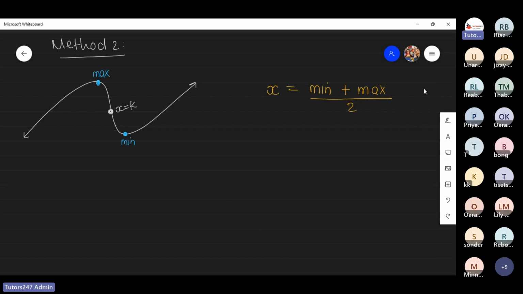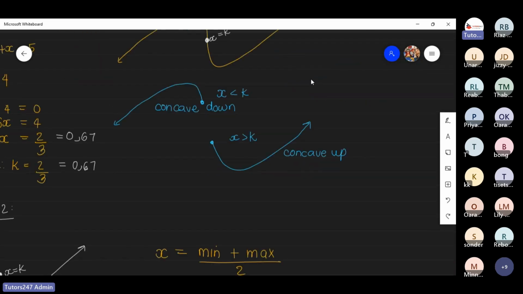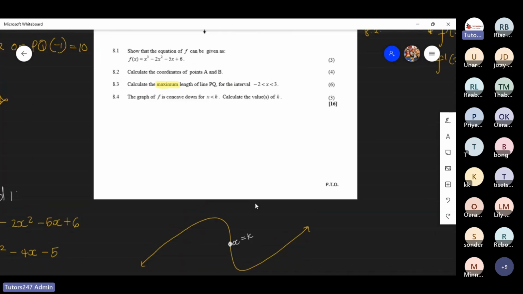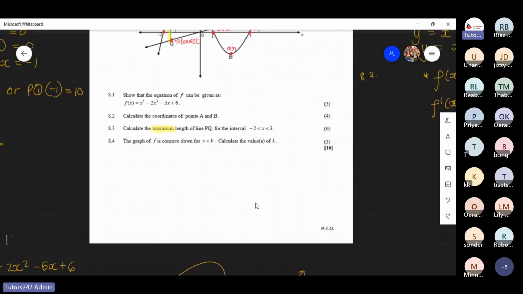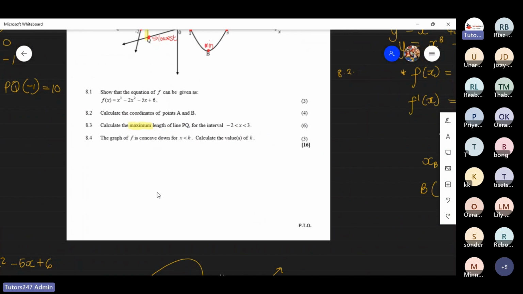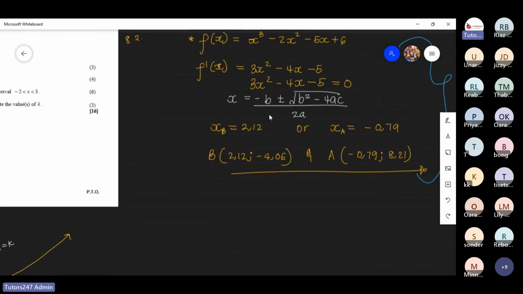Those were the values of A and B that we previously calculated. Let us see, where did we calculate it? Calculate the coordinates of A and B, question 8.2. Here is question 8.2. So here we can see that our values of A and B, our minimum and our maximum, are 2.12 and negative 0.79.